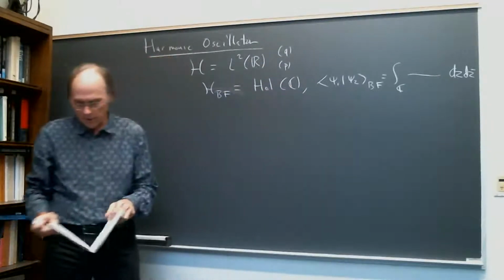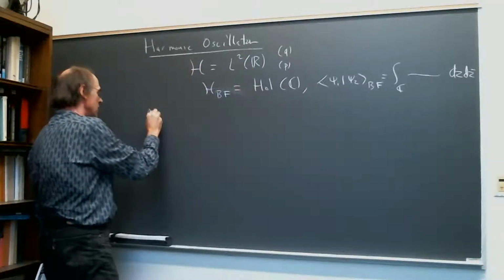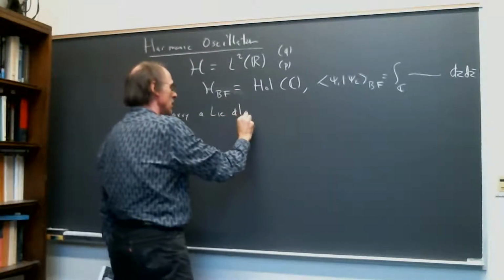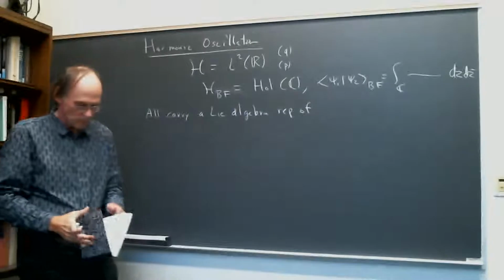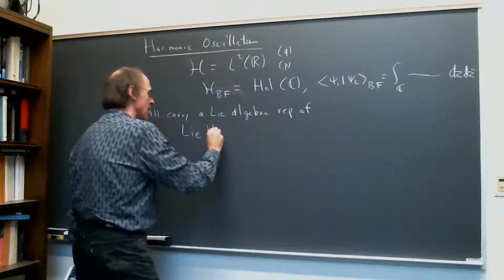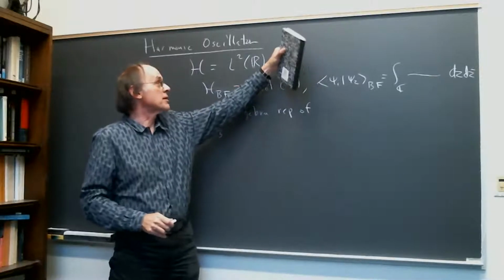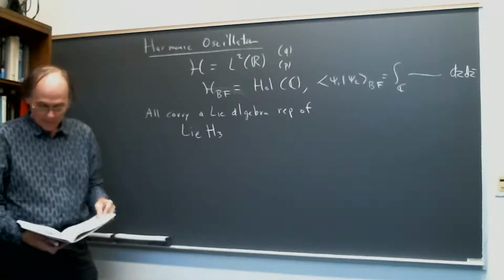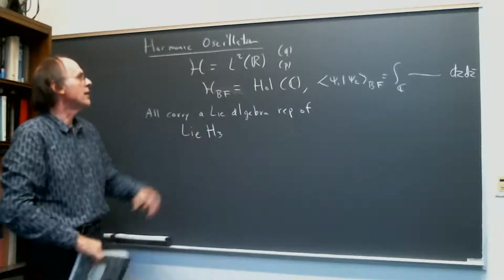But the idea is that all of these things carry a Lie algebra representation of the Heisenberg group, which is the thing where the Lie algebra has a basis Q, P, and 1, and the Lie bracket is the Poisson bracket.